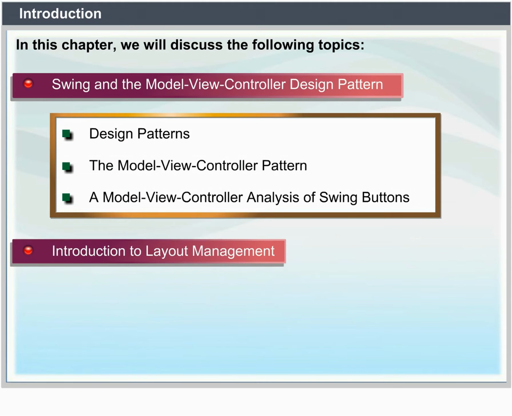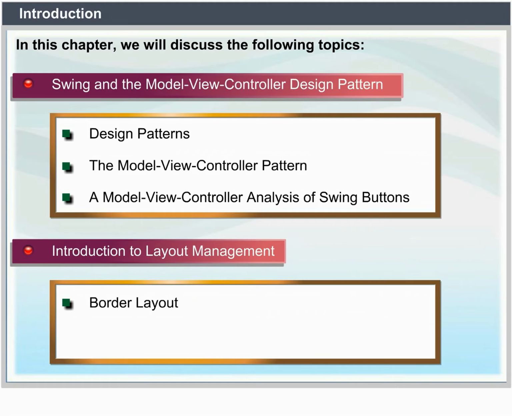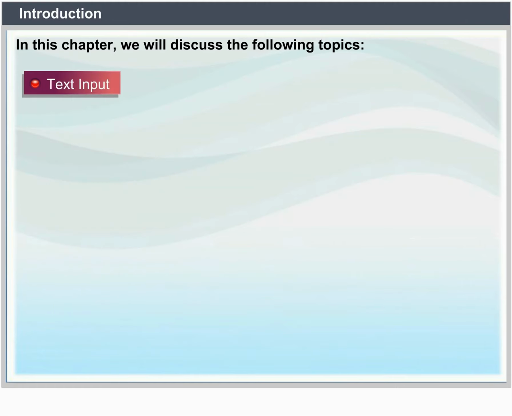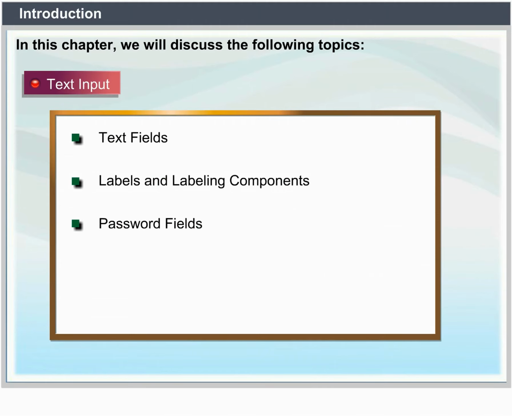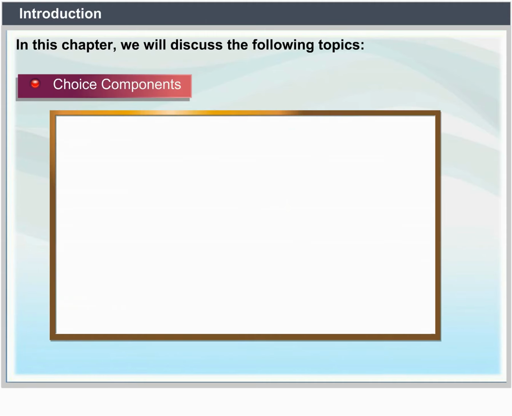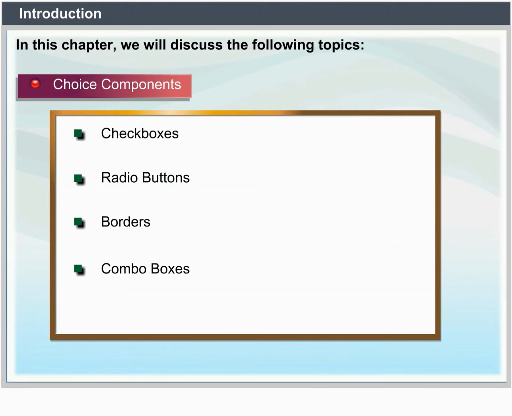Introduction to Layout Management. Border Layout and Grid Layout. Text Input. Text Fields. Labels and Labeling Components. Password Fields. Text Areas. Scroll Pane. Choice Components. Checkbox. Radio Button. Borders. Combo Boxes. And Sliders.